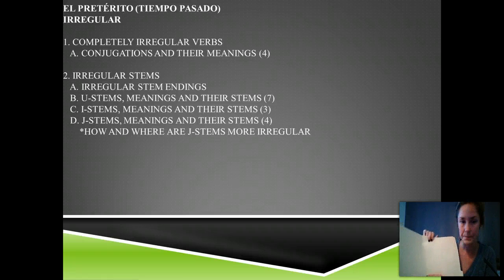Then D, J stems, meanings and their stems. Just the same thing. And then how and where are the J stems even more irregular? Remember, when the J comes into play, what happens? Okay?